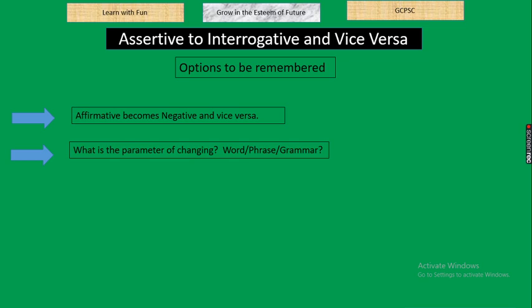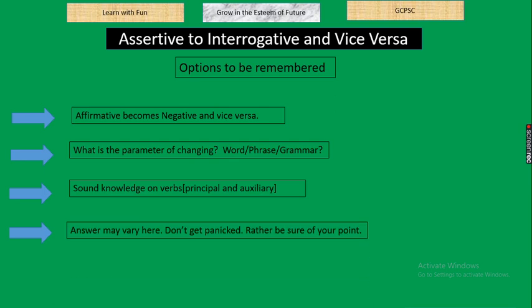Next, what is the parameter of changing? That means, based on what part of the sentence am I going to change it: based on a word, a phrase, or any grammar item. Sound knowledge of verbs. While doing interrogative, we have to possess a sound knowledge of verbs, that means principal verbs and auxiliary verbs. If you are not able to recognize principal and auxiliary verbs, it will be quite difficult for you to turn a sentence into an interrogative one.